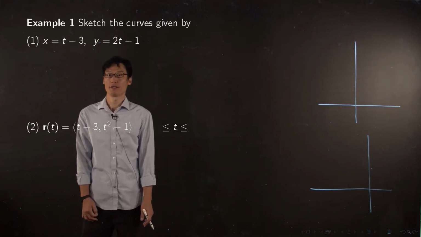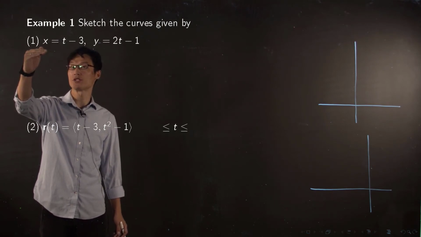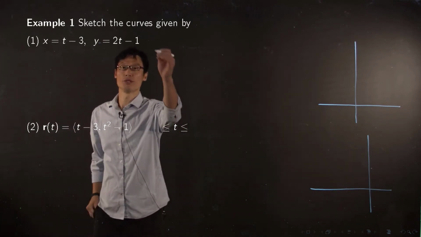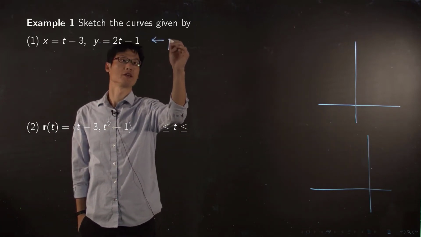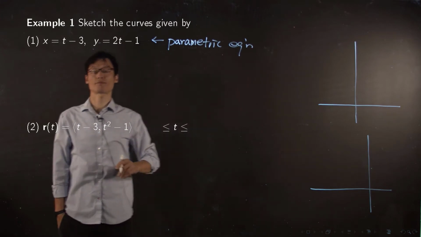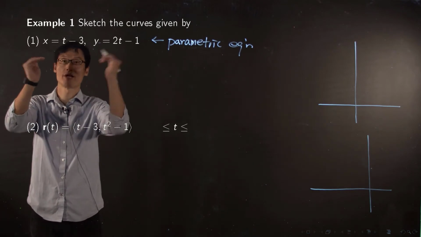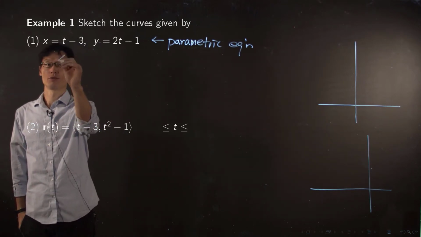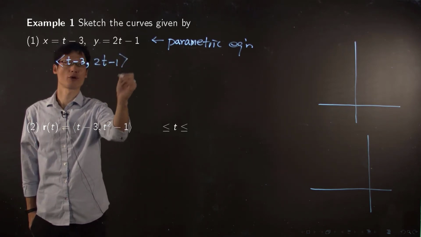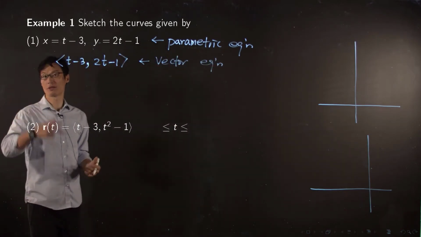All right, the first example is given by a parametric equation. The x component is a function in t, which is t minus 3, and the y component is a function in t as well, 2t minus 1. So this is actually already a parametric equation. And you can form vectors to write a vector equation. So you can form (t minus 3, 2t minus 1) to have a vector equation. So basically the same idea.